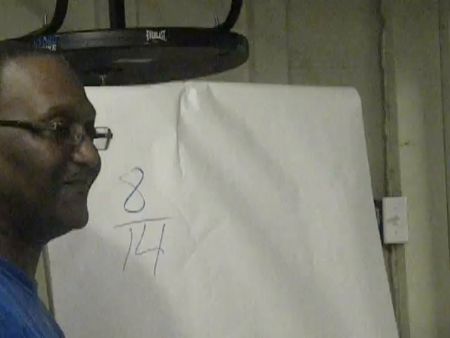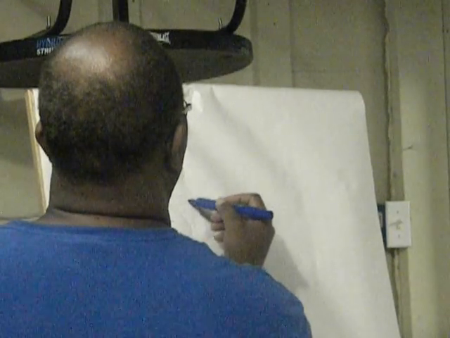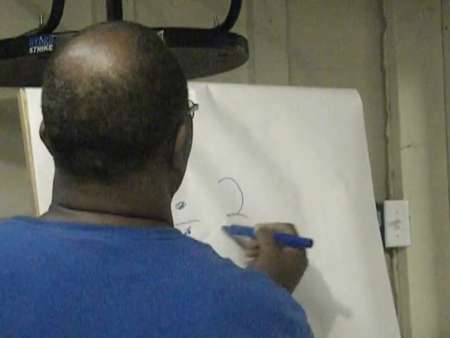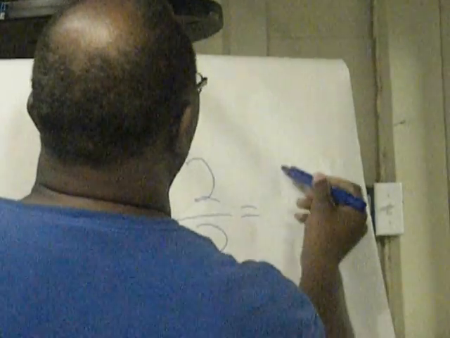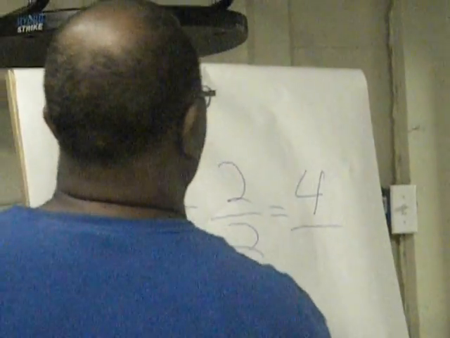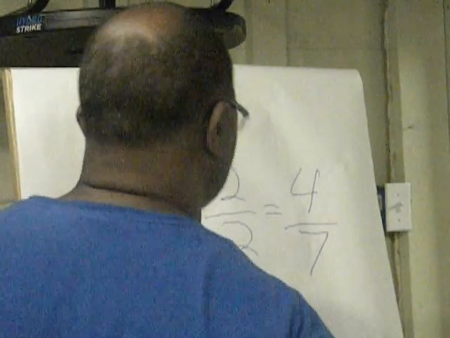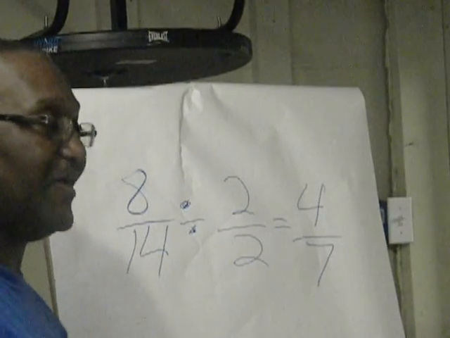8 over 14 divided by 2 over 2. So therefore, what are we going to say? 8 divided by 2 equals 4. 14 divided by 2 is 7. Very good. All right. One more.